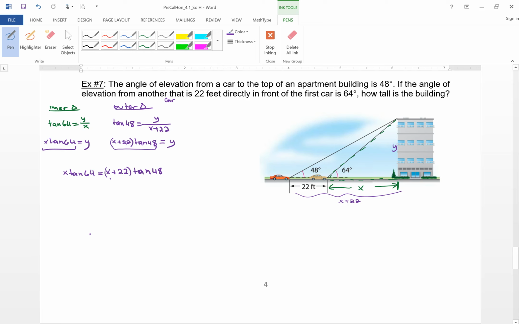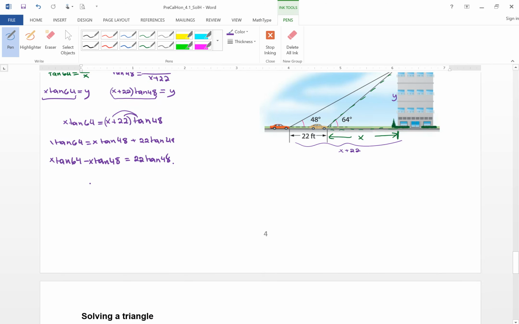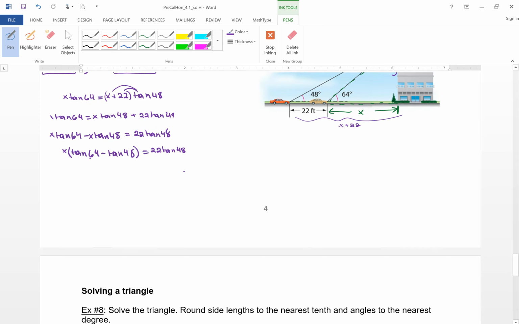And now it's similar to what we did with the ln, so you distribute the tangent of 48. That equals x tangent of 48 plus 22 tangent of 48. I want to collect the x's. x tangent of 64 minus x tangent of 48 equals 22 tangent of 48. Take out an x. x times tangent of 64 minus tangent of 48 equals 22 tangent of 48. I do not want to see you guys plugging in these tangents and working with decimals. We are going to plug it in at the very, very end. So x is now 22 tangent of 48 over tangent of 64 minus tangent of 48.